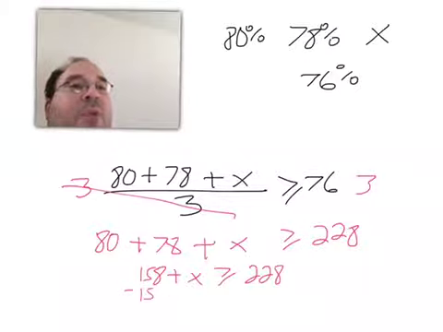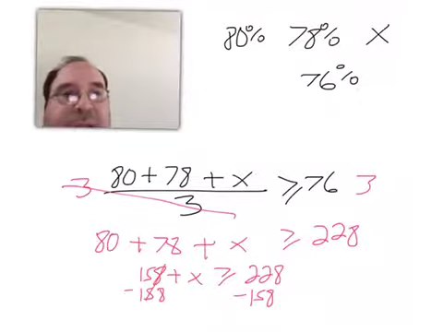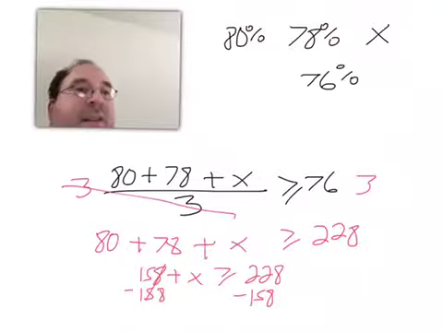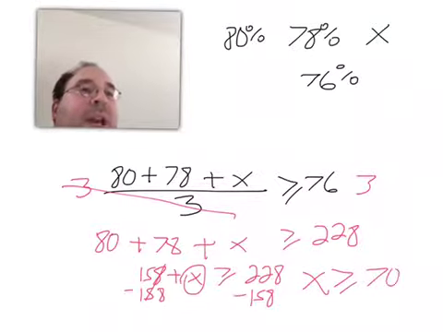And then I subtract 158, so that goes away. And 228 minus 158 is 70. So x, the score that I'm looking for, has to be greater than 70.